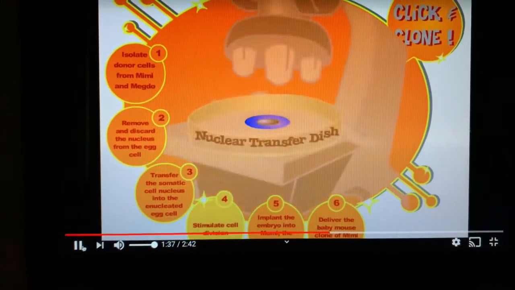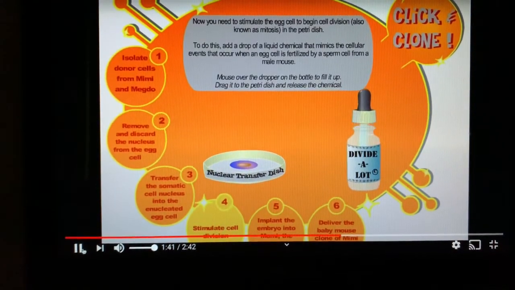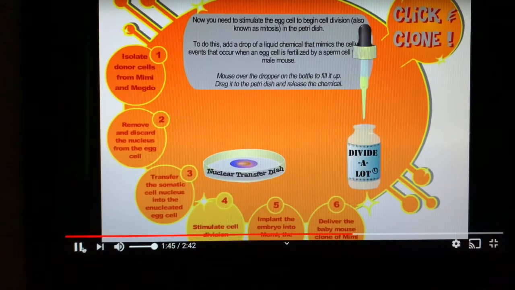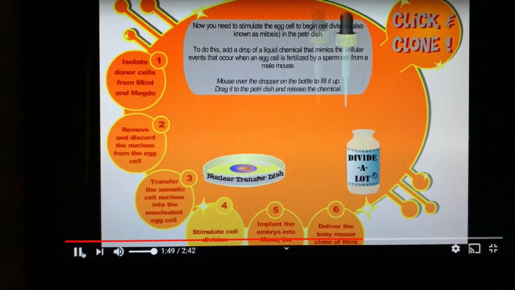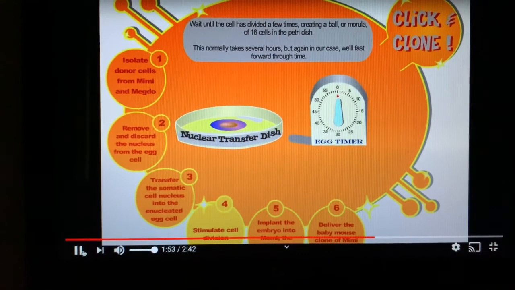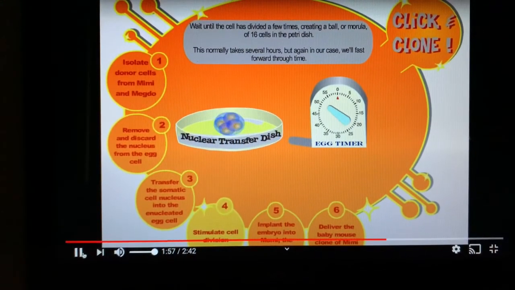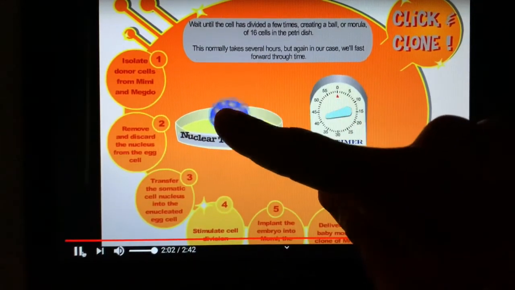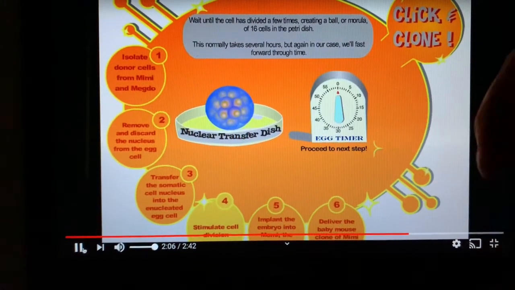So the next thing they're going to do is they're using a chemical called Divide-A-Lot. So again, we're stimulating cell division. So one cell needs to divide multiple times using a process known as mitosis until we have an embryo, which is a ball of cells that we can implant into the uterus or the womb of the surrogate mother, which was, I believe, Mimi. So you can see mitosis going on here. Now we have many more cells. Cells are dividing using mitosis. Egg timer says we're good to go.